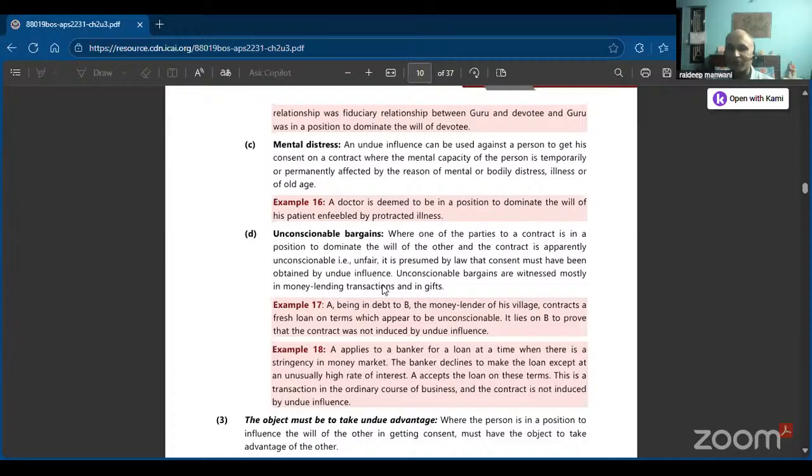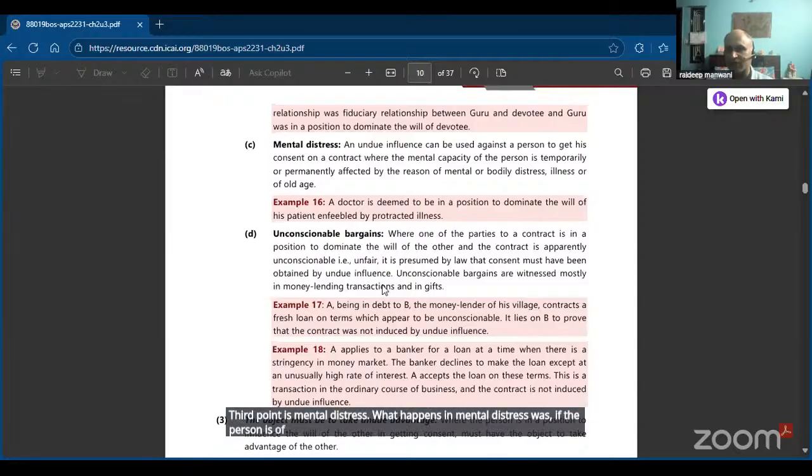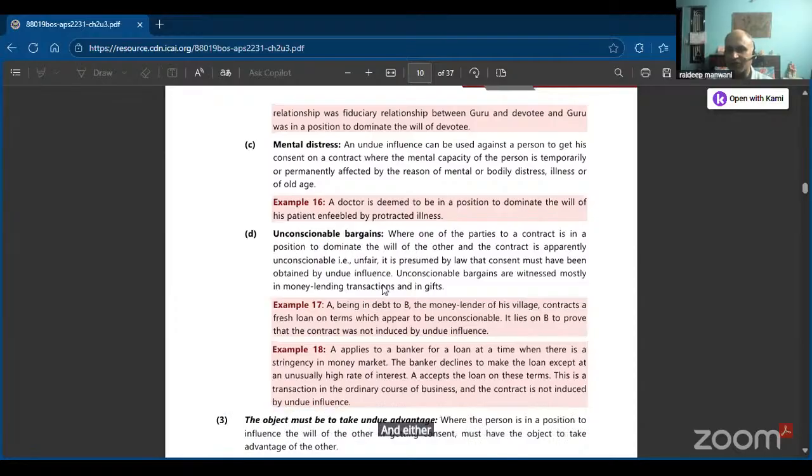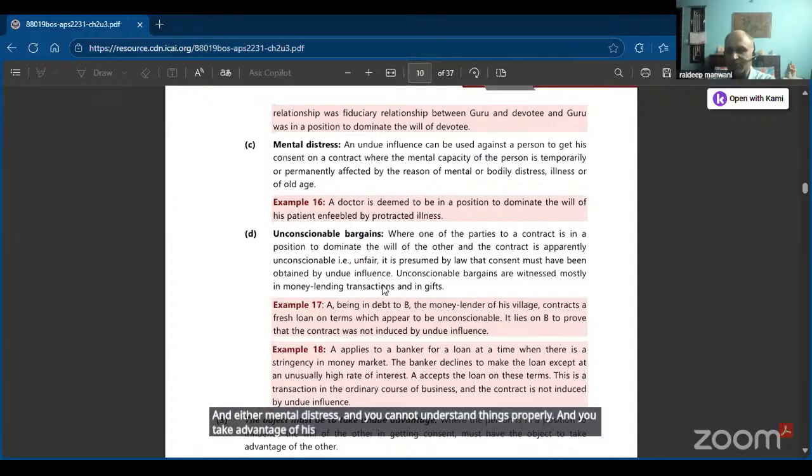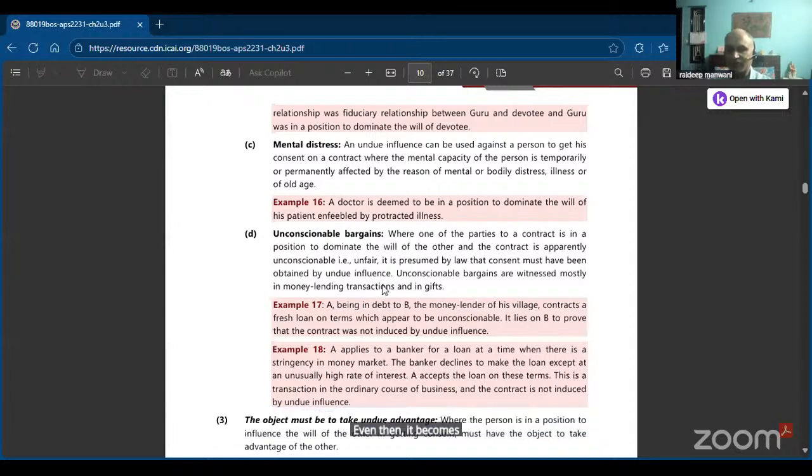Okay, let's come back to the point. So, this third point is mental distress. What happens in mental distress is that if the person is of old age and in mental distress and cannot understand things properly, and you take advantage of his position because he's in mental distress because of his old age, even then it becomes undue influence.